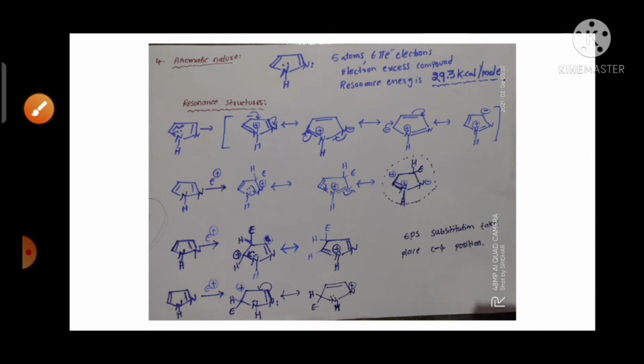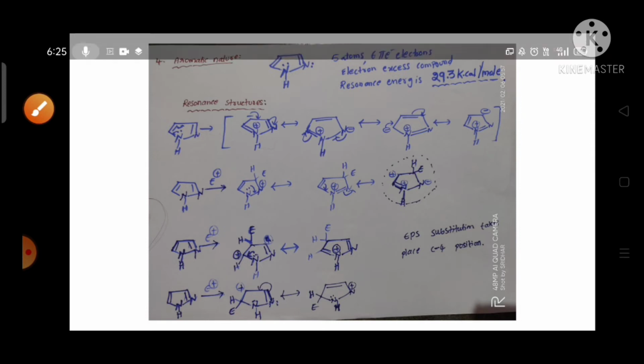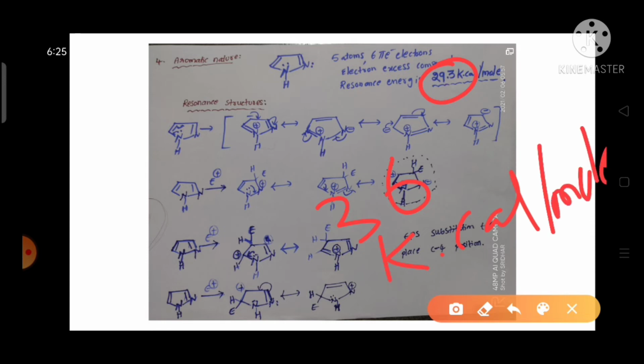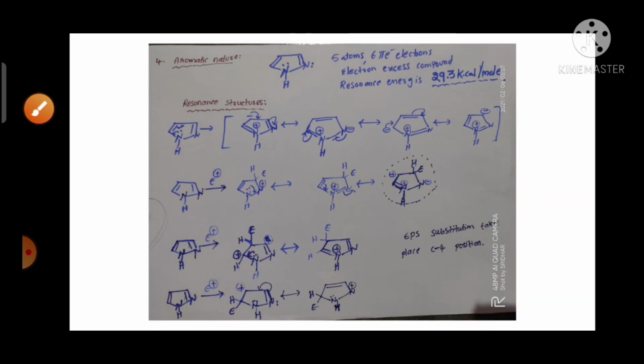And its resonance energy is 29.3 kilocalorie per mole, whereas the resonance energy of benzene is 36 kilocalorie per mole. That means it is less aromatic than benzene. So it is highly reactive towards electrophilic substitution reactions compared to benzene.